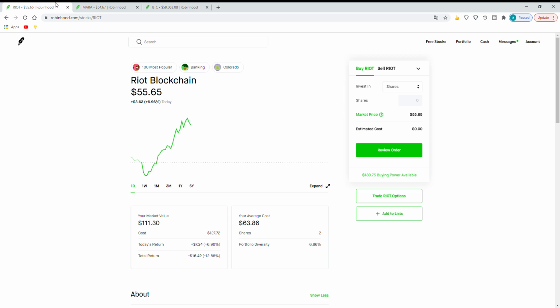Today I'll be talking about two stocks that have a lot in common, which one I think is better, and which one has surpassed the other one.